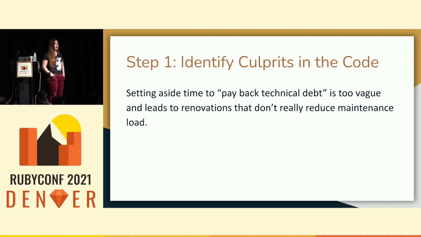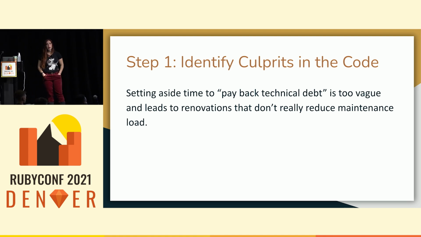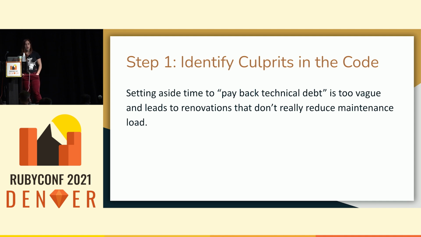Teams will often do this. They'll try to set aside time to specifically pay down technical debt. Can I see a show of hands who's been on a team that's done this? My hand is up too, yep. From a theoretical standpoint, this approach makes a lot of sense. And sometimes we come out of it with changes that are helpful. I find that the signal to noise ratio on the changes that get made in a week like this tends to be lower than I would like. And I think the reason is that taking time with a clean bill of paying back technical debt is too vague. It ends up leading to renovations that don't really reduce maintenance load.